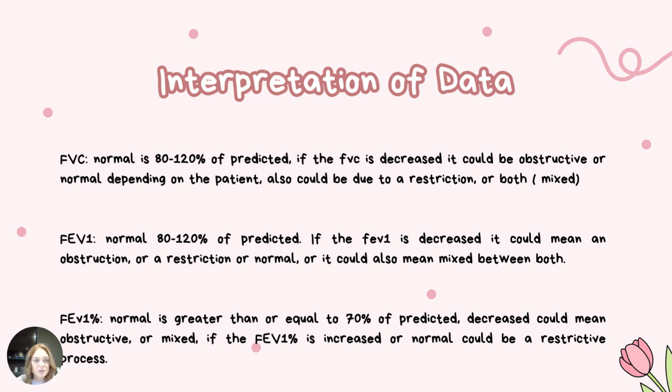So how do we differentiate those? With our FEV1%. Normal is greater than or equal to 70% of predicted. A decrease could mean obstructive or mixed. If the FEV1% is increased, or if it's normal, this could be a restrictive process.